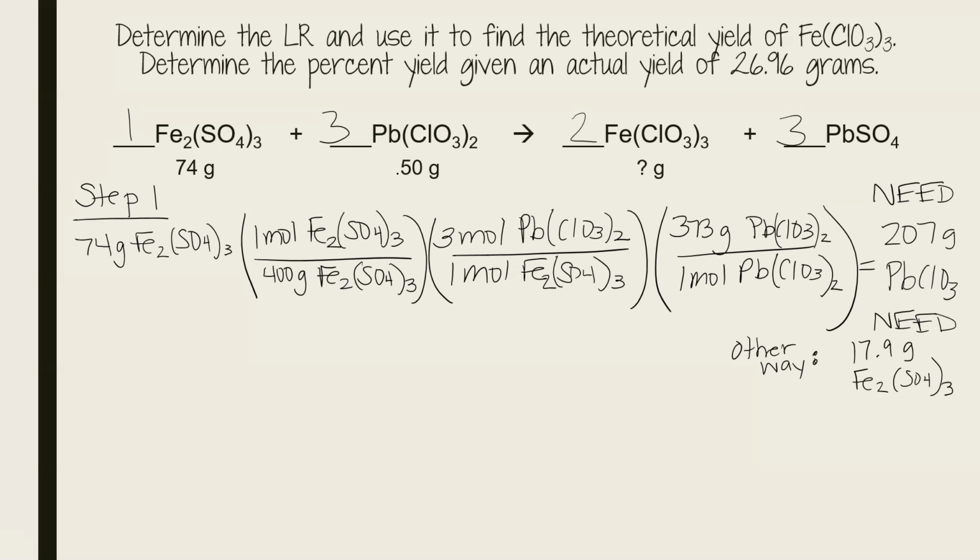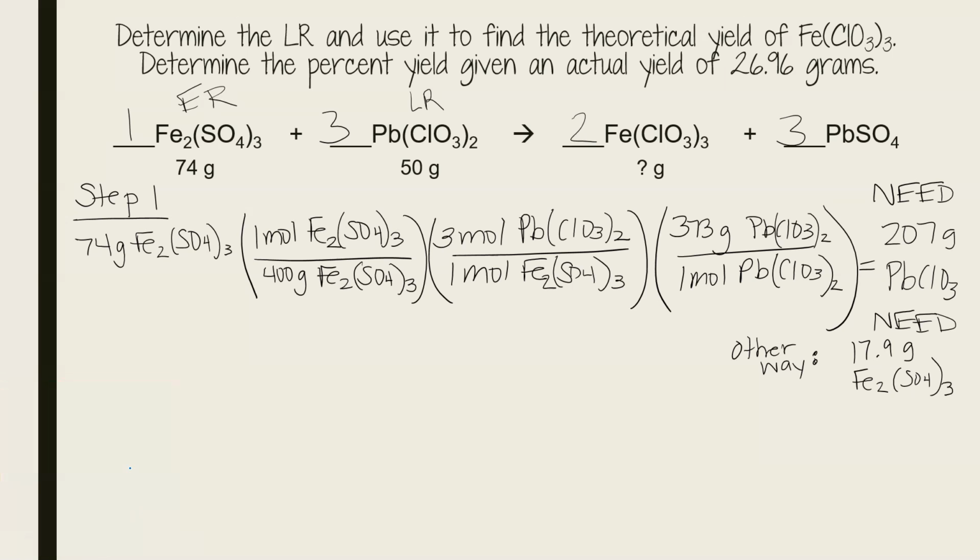I only have 50. This is going to be my limiting according to the first one. That means my FeSO4 will be my excess. Check it this way. I need 17.9 grams of iron sulfate. I have 74. That checks out. Okay, so that's step 1.